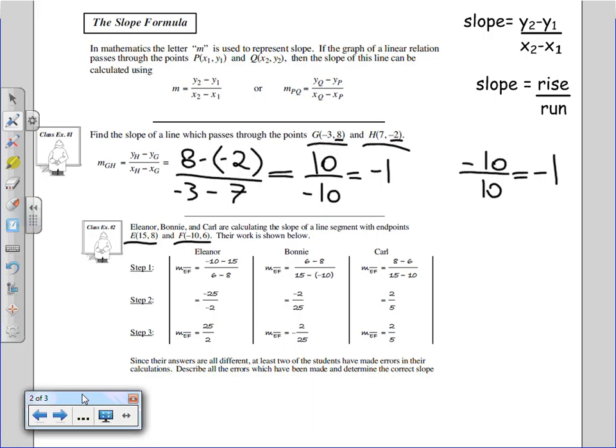So, let's start with Eleanor. She took the x value of her f, 10, and she subtracted the x value of 15. Are we good? Why aren't we good? Yeah, the x is on top. X's calculate your run. So Eleanor screwed up right off the bat. She reversed her rise and run. Y goes on top, X's go on the bottom.